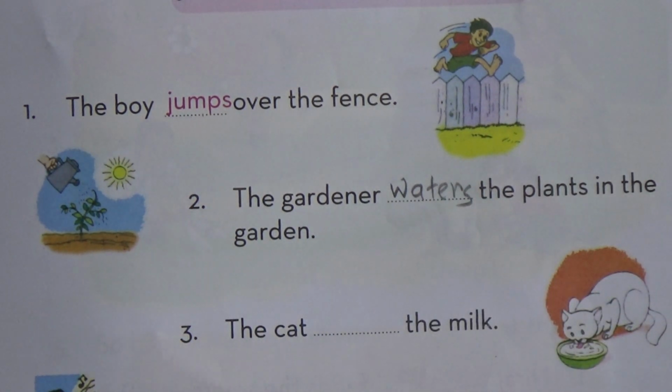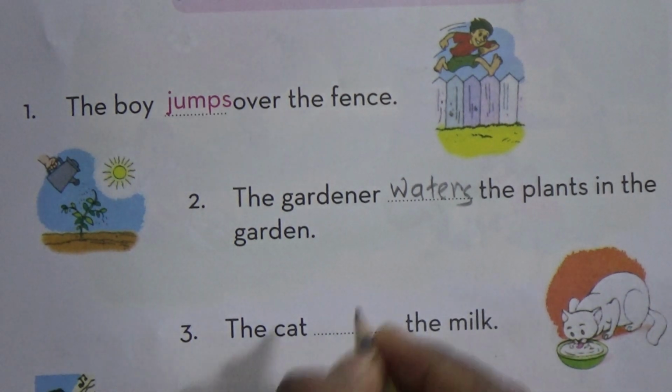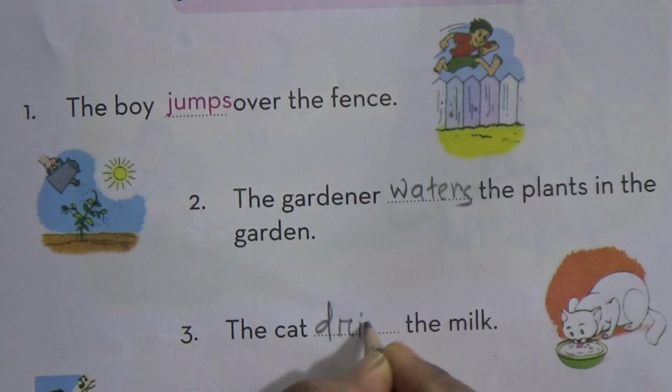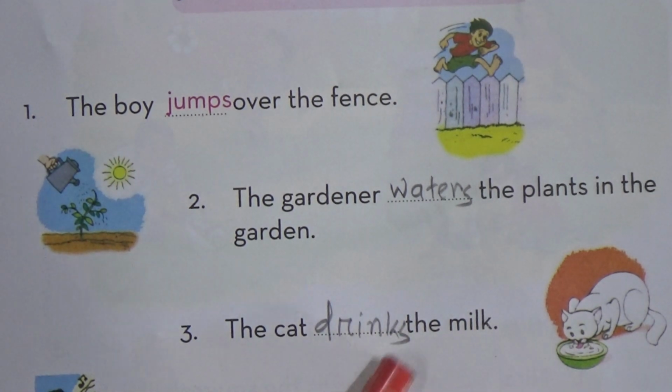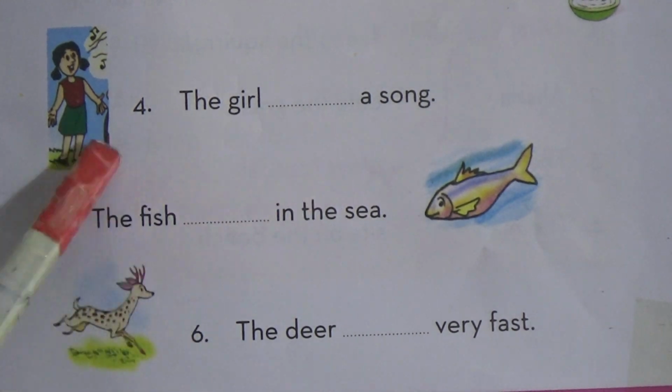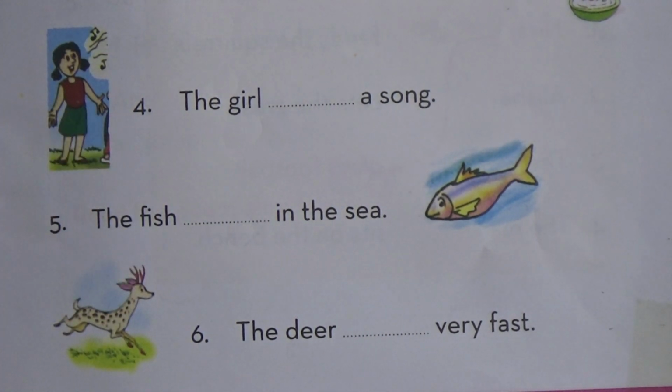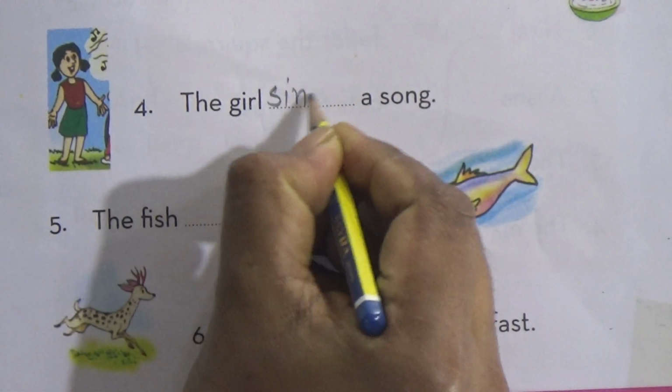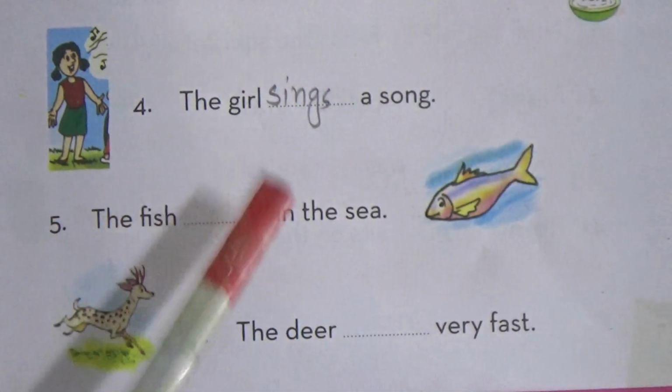Number 3, the cat dash the milk. What is the cat doing? The cat is drinking the milk. So here it would be, the cat drinks the milk. Then number 4, the girl dash a song. The girl is doing what? The girl sings. Here is the word sings.